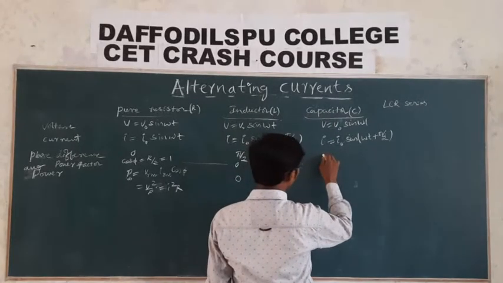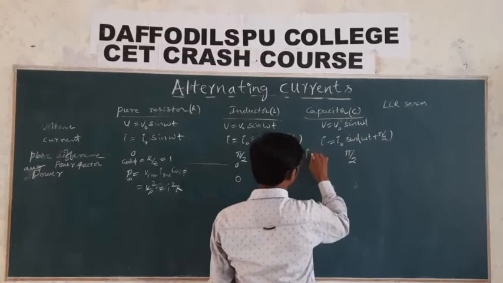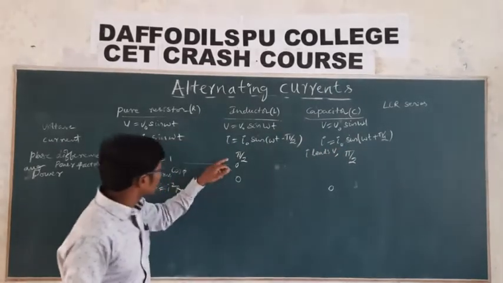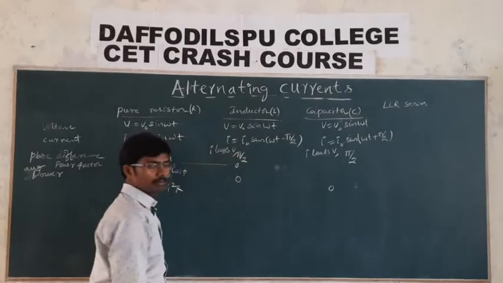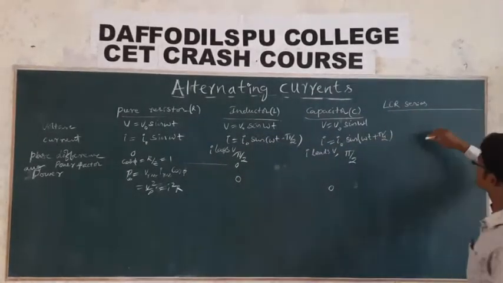Current is leading the voltage by pi by 2. I leads voltage by pi. But here current lags. I lags V by pi by 2. Then what about this LCR circuit?